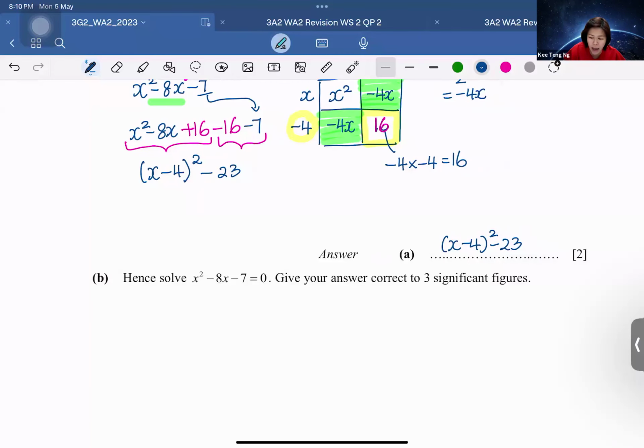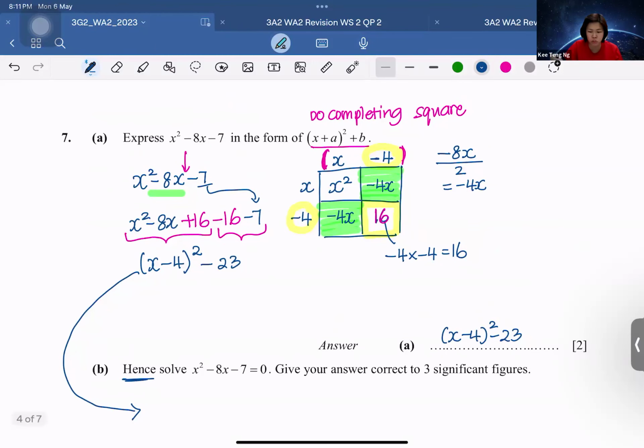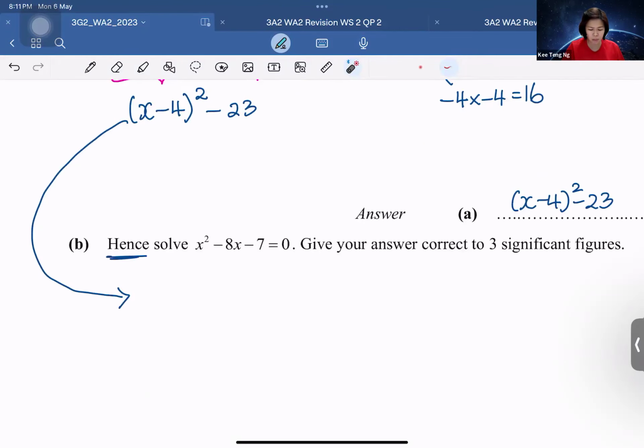Next part, question says hence. Hence means must use the answer from above. But always remember to check, is this equation exactly the same? Sometimes it might be different, especially in express syllabus. But usually in any syllabus, it will be the same. So if it's the same, then I can happily plug in this portion as this. So this whole thing changed to x minus 4 squared minus 23 equals to 0.